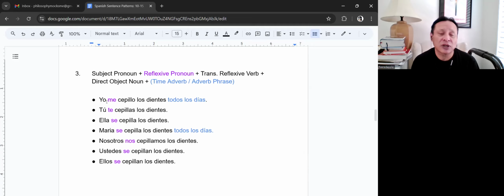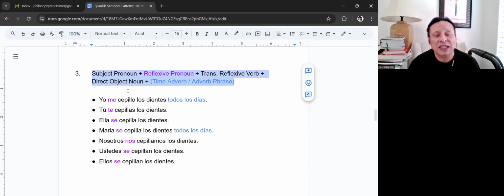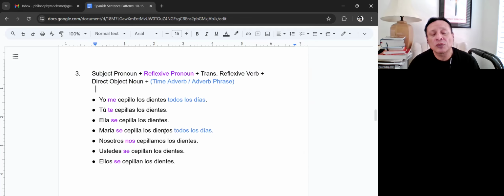The translation is my teeth, right? But the literal translation, I myself brush the teeth all the days, is not going to help you. It can help a little bit, but it's ridiculous to do that. It's just better to understand the meaning and the structure of what you need to do in Spanish. This is the structure, and you know what kind of meanings it gives. When you see sentences using this structure, you know the meanings in English, and that's all we care about here.